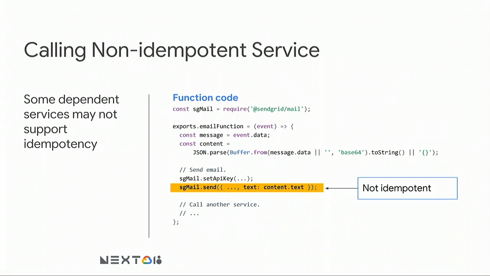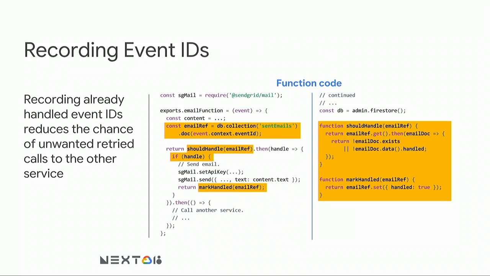But what if the system on which we depend does not support idempotency? Here's an example. This is a function which uses SendGrid, the email delivery service, to send an email from the function. The problem is that the send call is not idempotent. What can we do about it?